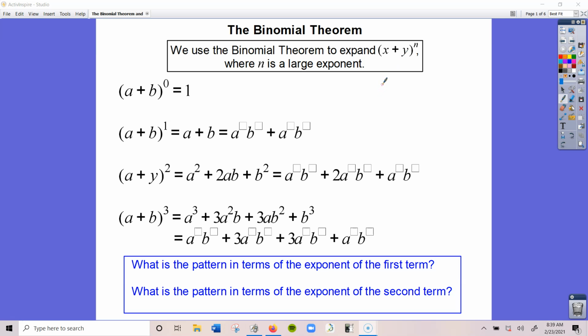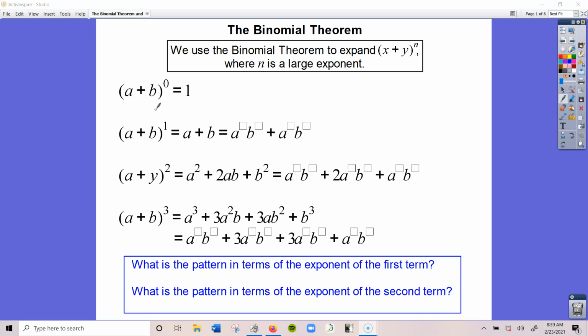So rather, let's say if you had x plus y raised to the fifth, instead of doing x plus y times x plus y times x plus y, etc. to 5, there are patterns that we could take note of to make this expansion much easier. So first, we're going to look at the exponents of the binomial, and then we'll look at the coefficients. So the binomial theorem states that there are patterns to these exponents.